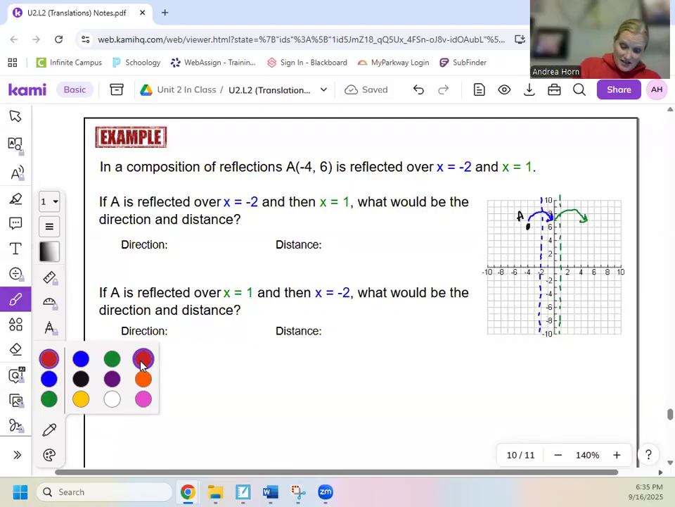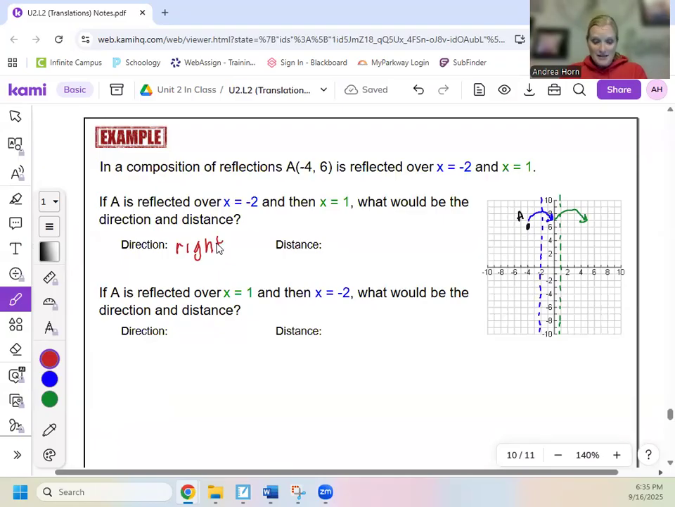Okay, so my direction is going to be to the right. Agreed? And then remember, my distance is always double the distance. My distance here is 3, so double the distance is going to be 6. Anytime we have a double reflection over parallel lines, the distance of the translation will always be double the distance. You try the next one, but this time you're going to reflect over X equals 1, and then over X equals -2. Pause the video and try to figure out the direction and distance of this one.